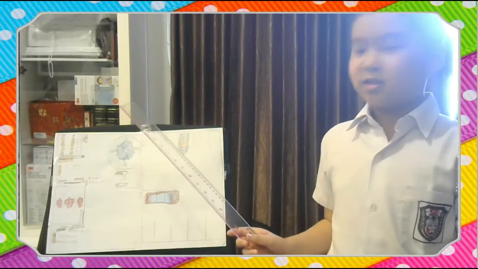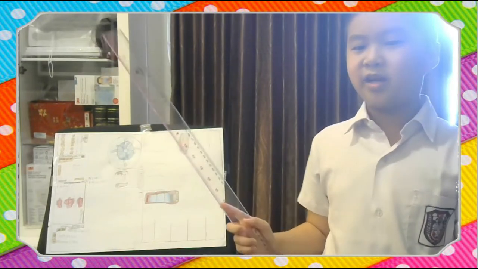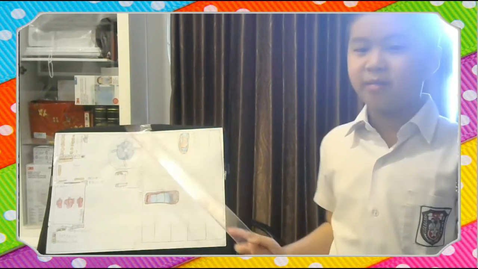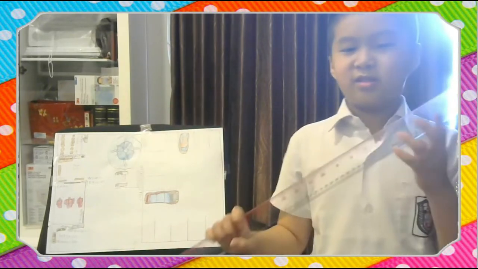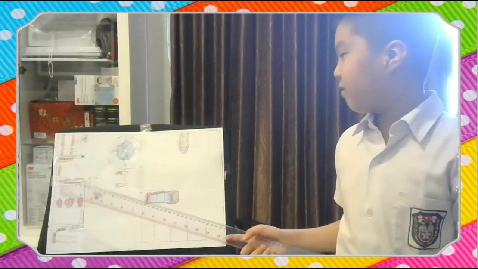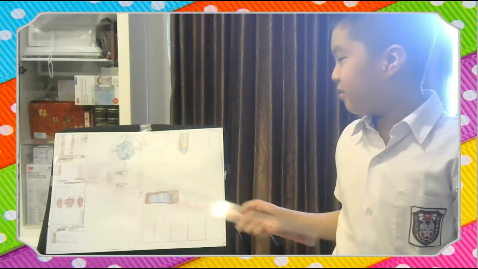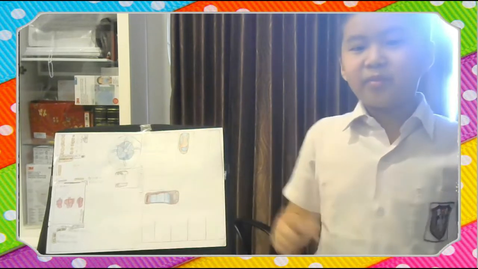I design the stores with stickers and other stuff. You can also see calendars that you can get from entering the mall. I use a ruler to design my mall. There are a lot of different angles in my mall. For example, a right angle, an acute angle, and an obtuse angle.